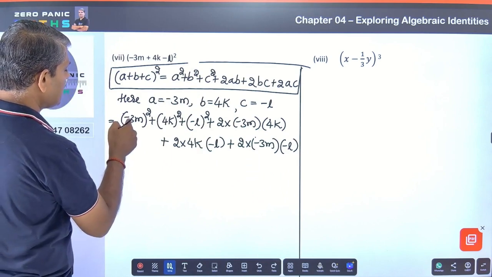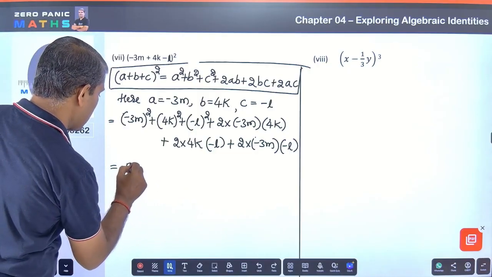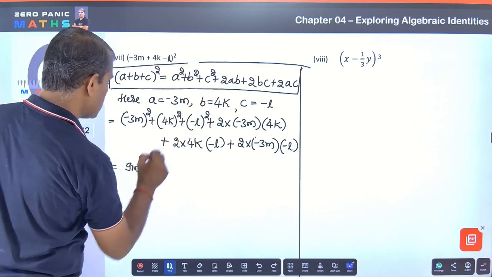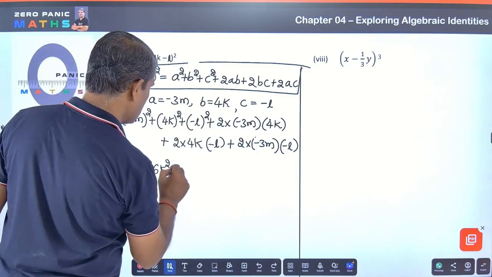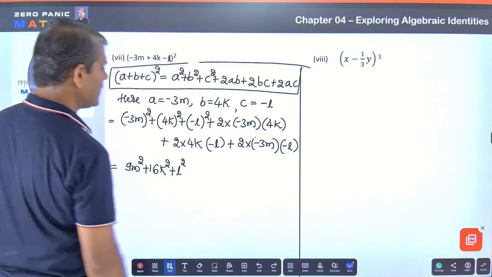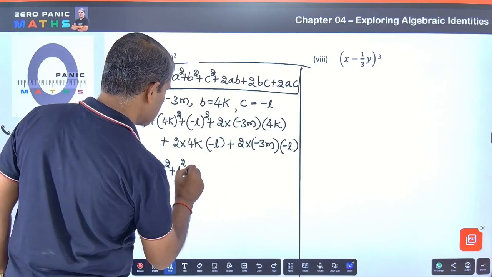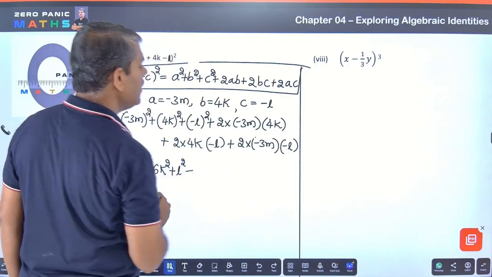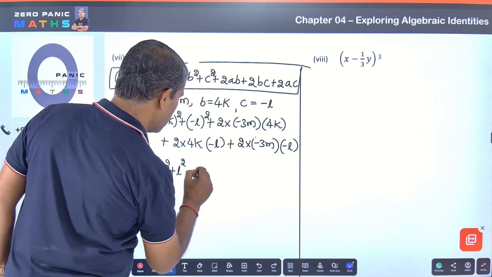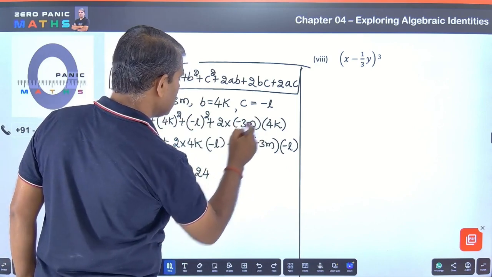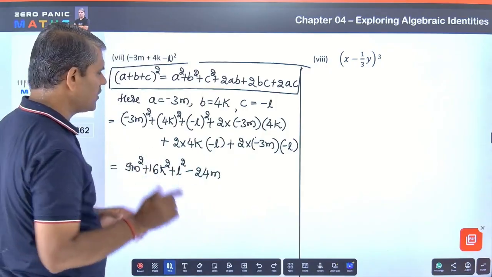Since it is minus 3 square, it will give me plus 9 only. We know that already. Plus 9m square. It is 4 square, that is 16k square. Again minus L into minus L, that is plus L square. Now coming to this plus with this minus will make this whole term as minus. Now first multiply the constant terms. 2 3s are 6, 6 4s are 24, and the variables mk. First of all the sign, then constants, then variables. That's what simply we have to do.